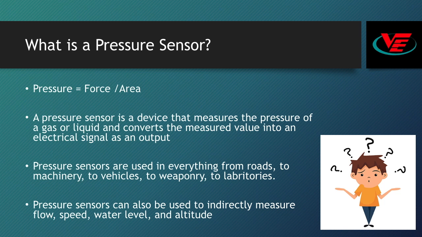A pressure sensor measures a gas or liquid pressure and converts the value into an electrical signal. With the signal, you can know how much pressure is being applied to your device. Sensors are used everywhere. They're in roads, machines, vehicles, weapons, and laboratories. You can also use pressure sensors to find other physical properties such as flow, speed, water level, and altitude.